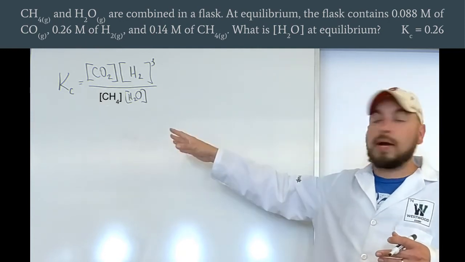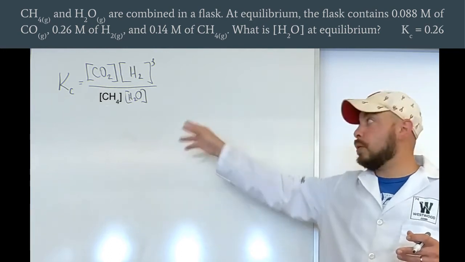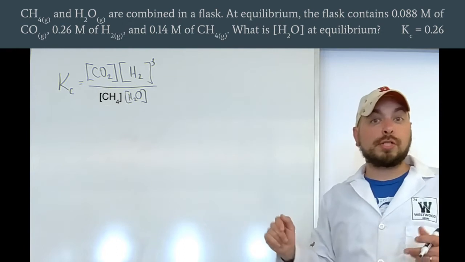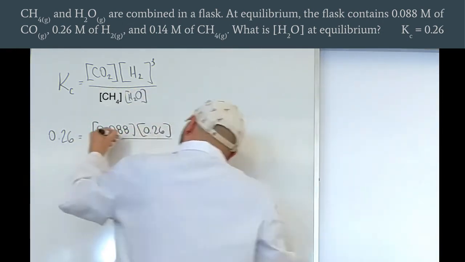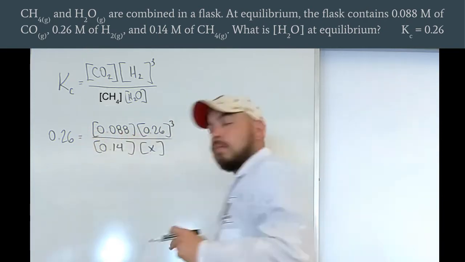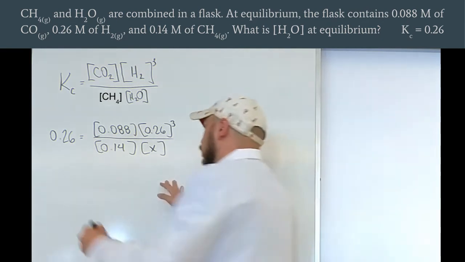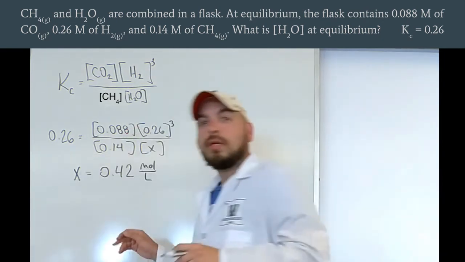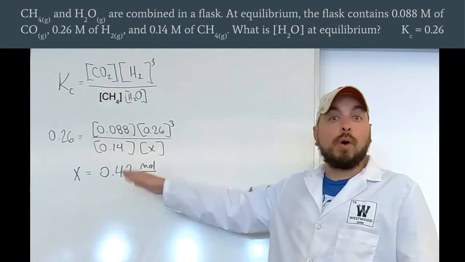So I'm going to find all the values that I've been given, plug them in where they belong, and then solve for the unknown, which in this case is the concentration of water. Okay, so now I solve for x and I get a concentration of 0.42 moles per liter of water.